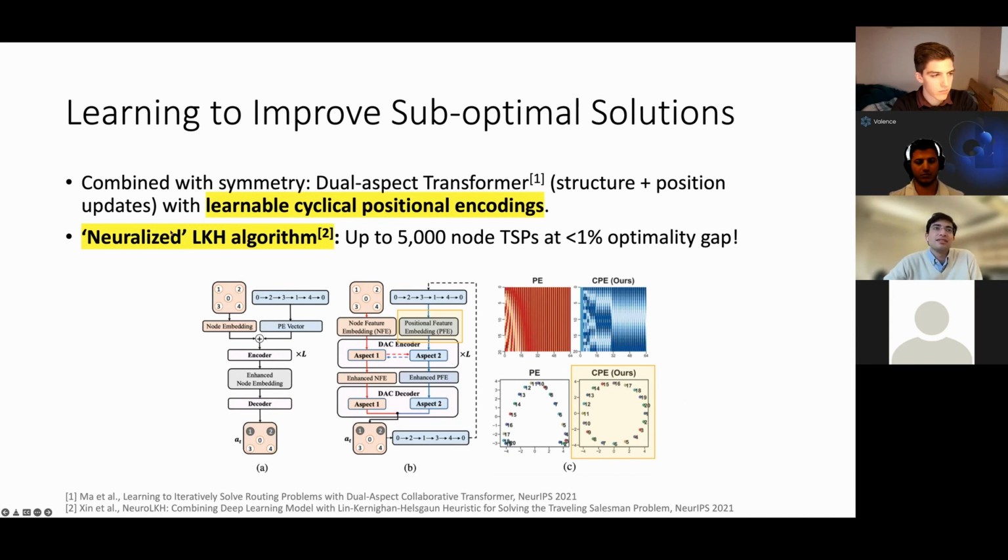Another example is a neuralized version of this heuristic called the Lin-Kernighan heuristic, LKH. So besides Concorde, LKH is probably the most popular and successful heuristic for solving large TSPs. And this one's results were super impressive as well, in that they were able to solve up to like 5,000 node TSPs with less than 1% optimality gap. Although it can take a bit of time because, as I said, they're iteratively solving.